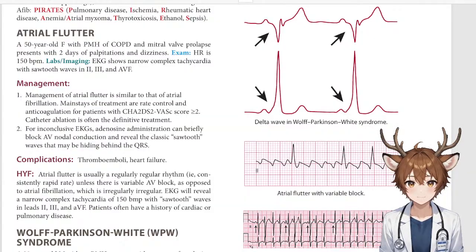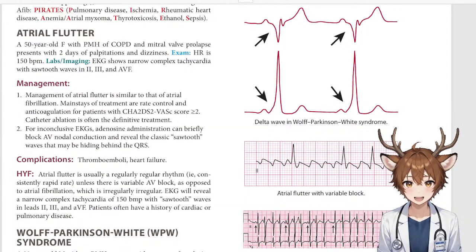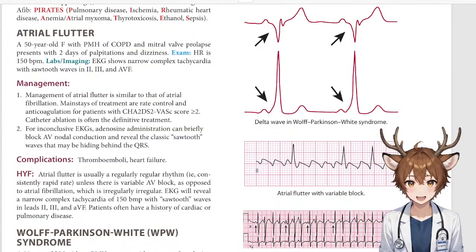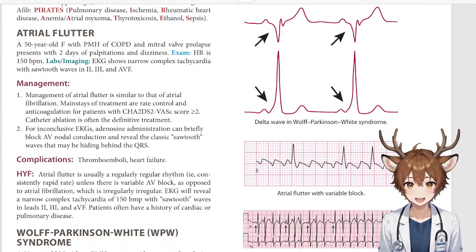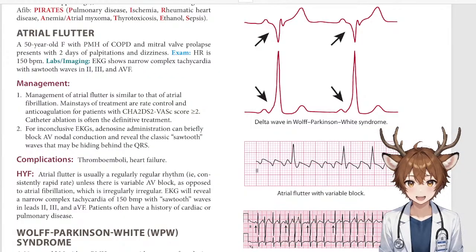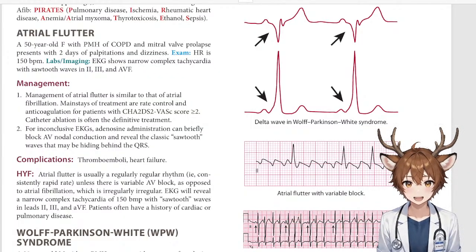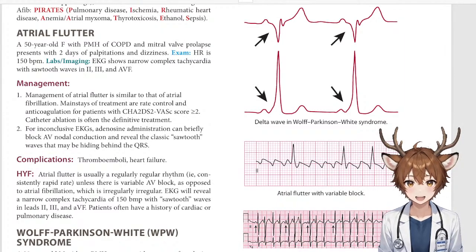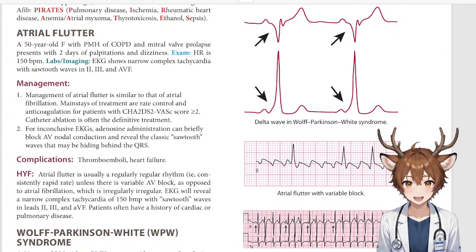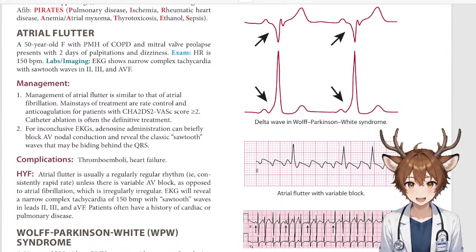Atrial flutter. A 50-year-old female with a past medical history of COPD and mitral valve prolapse presents with 2 days of palpitations and dizziness. Exam: heart rate is 150 BPM. Lab/imaging: EKG shows narrow complex tachycardia with sawtooth waves in leads 2, 3, and AVF. Management of atrial flutter is similar to that of atrial fibrillation.